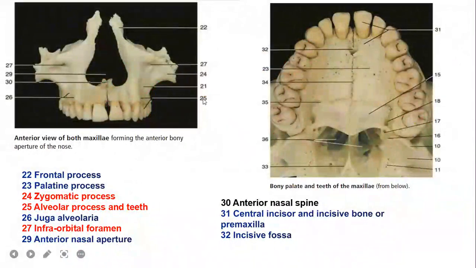So we have detailed images of the maxillae, and we have this other one on the right. This is the anterior view of both maxillae, right and left. Then we have the view from below.